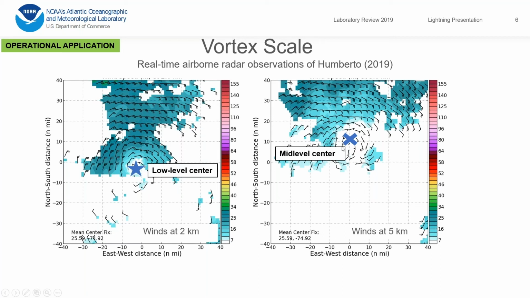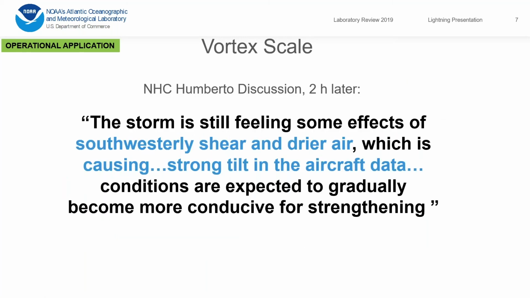And again, you can see that the mid-level center is a little bit displaced by about 15 to 20 kilometers. The NHC forecaster at the time, just a couple hours later, actually referred specifically to that image that I just showed you as part of their justification for their forecast. They said that the storm is feeling some southwesterly shear, which is causing a strong tilt in the aircraft data. So that's a nice illustration of how that information is actually being used by the forecaster.